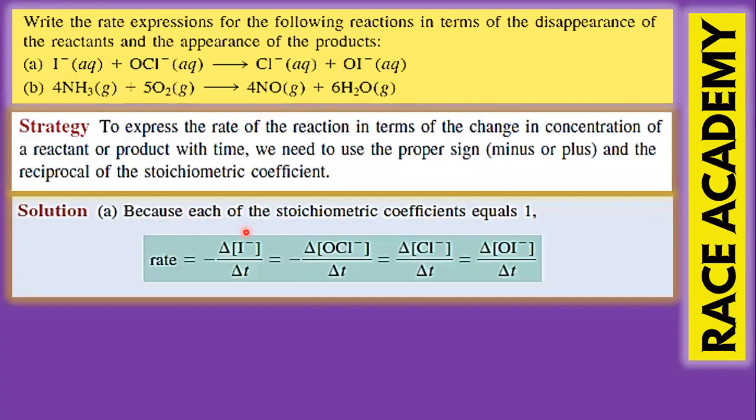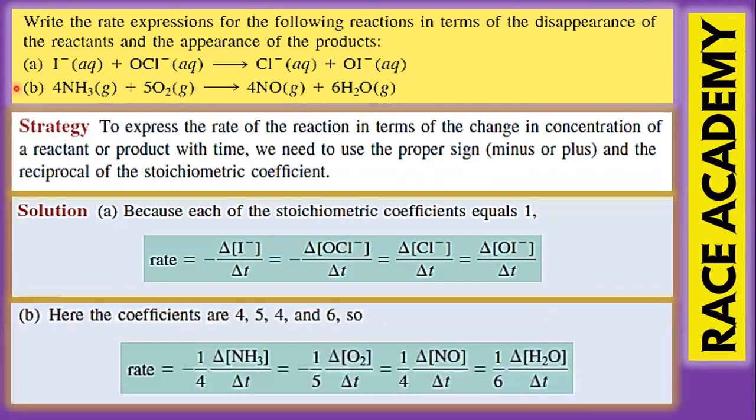So we wrote the right equation, that is minus delta [I-] by delta t, minus delta [OCl-] by delta t for reactants, delta [Cl-] concentration by delta t, and delta [OI-] by delta t for the products. So it is all equal to each other. Why? Because it is a stoichiometric rate expression.